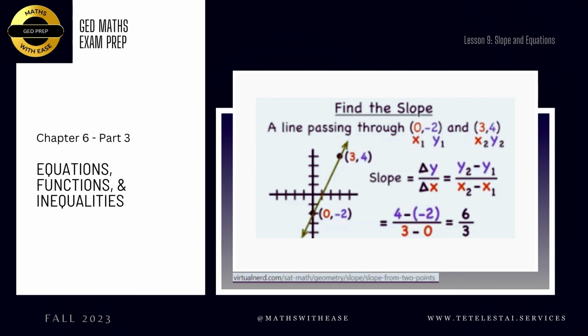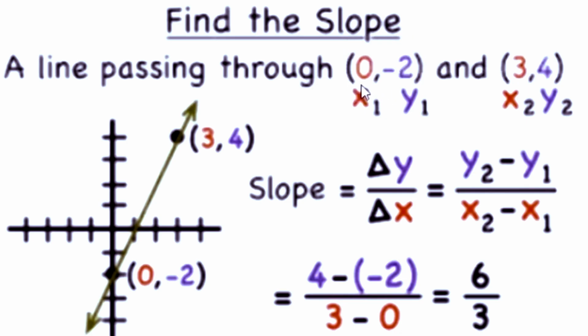So we have our ordered pairs. We have two ordered pairs here, right? So we'll let this be our first ordered pair. So with our first ordered pair, x1 is 0 and y1 is -2. And with our second ordered pair, x2, or x sub 2, as this is formally known, is 3, and y sub 2 is 4, okay?